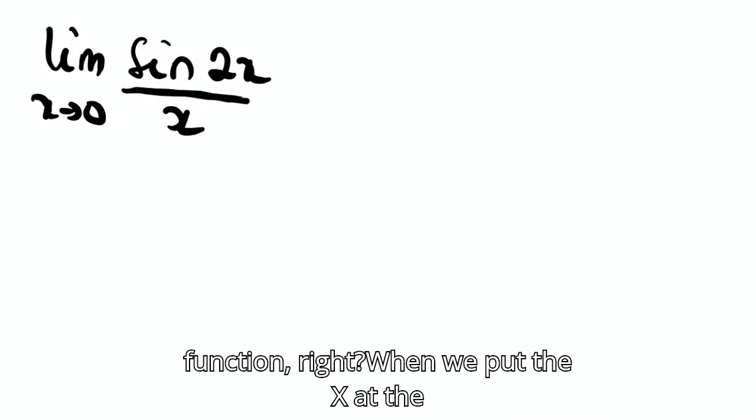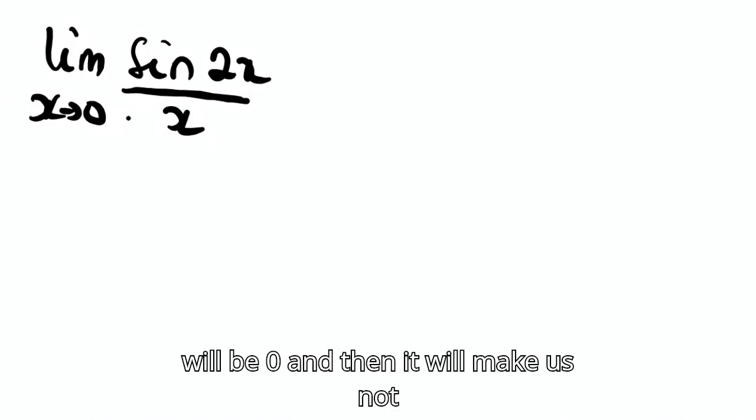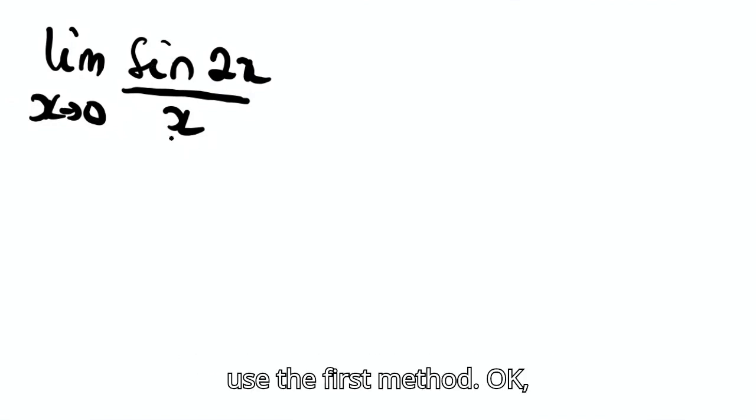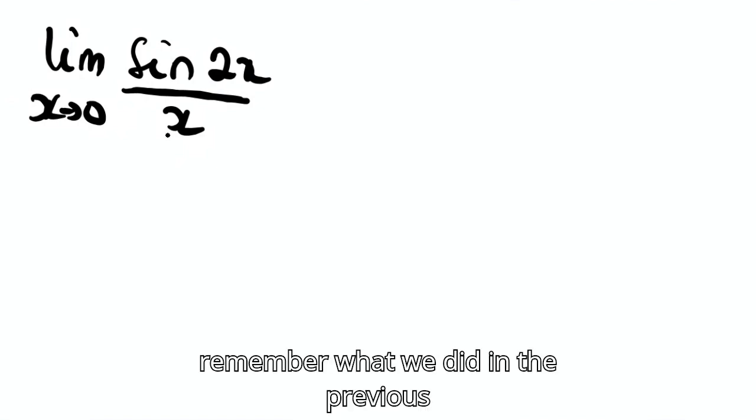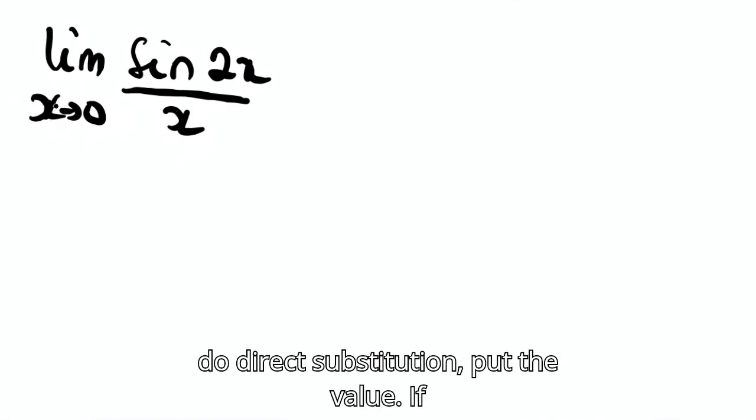When you put the x at the denominator to do direct substitution, the denominator will be 0, and then it will make us not use the first method. Okay, you remember what we did in the previous video? I think in the last 2 videos we solved a lot of questions on that.